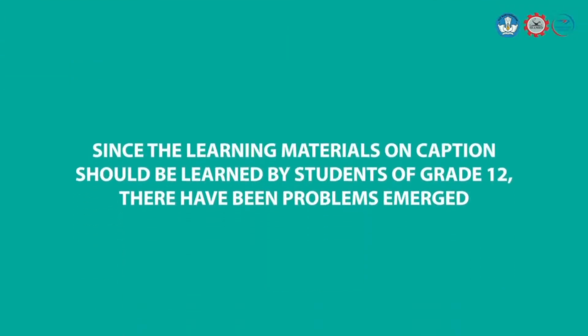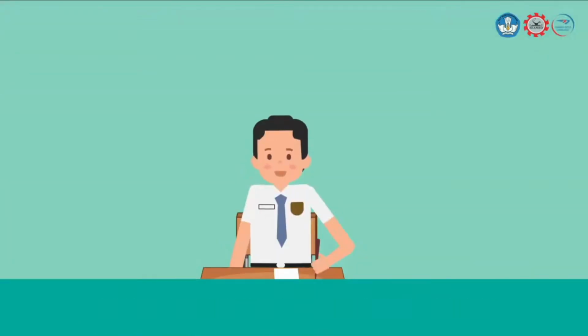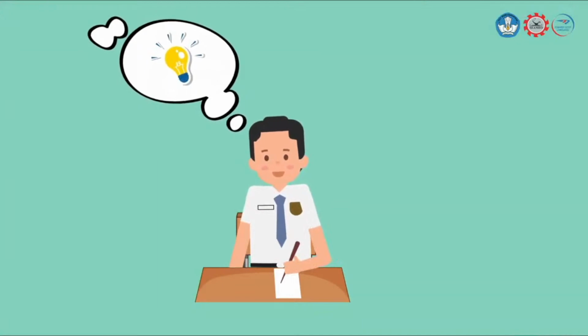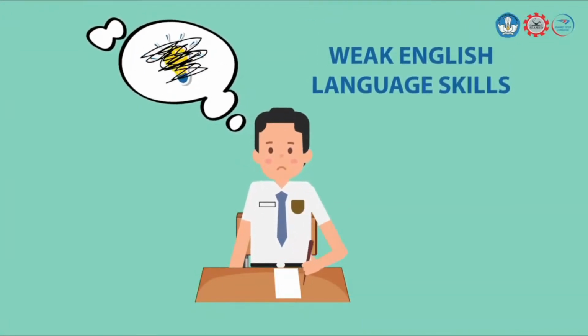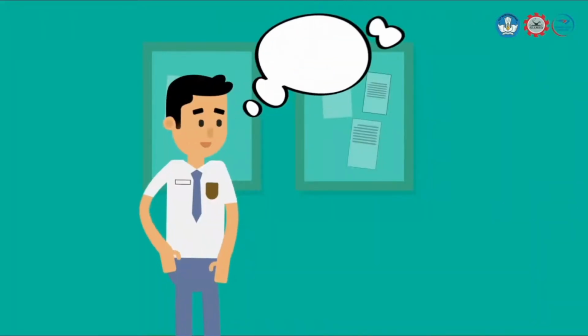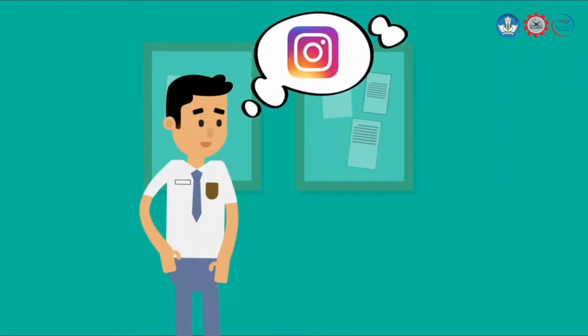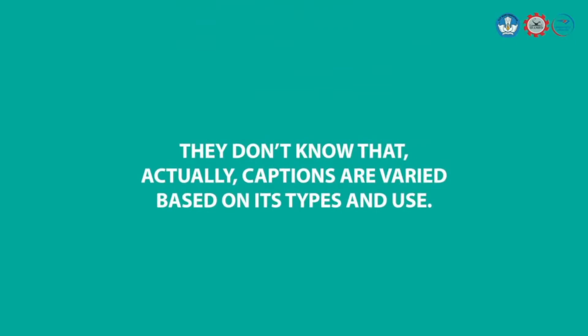Since the learning material on caption should be learned by students of grade 12, there have been problems emerged. For example, students' limited knowledge on caption and their weak English language skills in constructing English sentences. So far, students do know caption, but what they know is a selfie caption. It is a selfie picture of themselves and they used to upload it in their IG or Instagram. They don't know that actually, captions are varied based on its types and use.